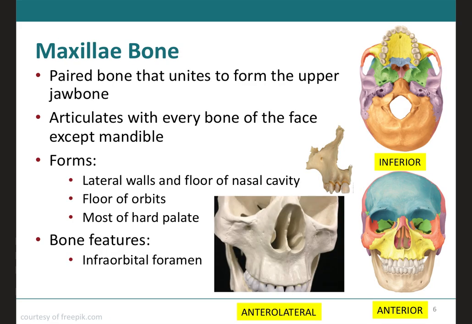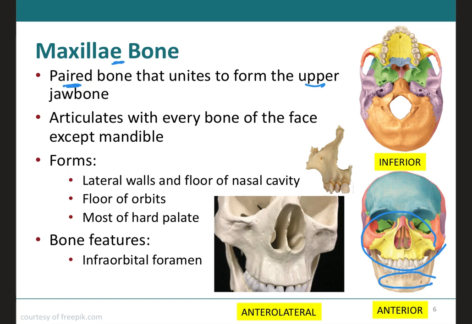Next, we'll go to the maxilla, and if the word contains an E, it means that it's plural. Therefore, there are two bones. It's a paired bone that will unite to form what we call the upper jaw, and it's represented here in yellow. The maxilla will articulate with every bone of the face except for the mandible, which is the lower jaw.